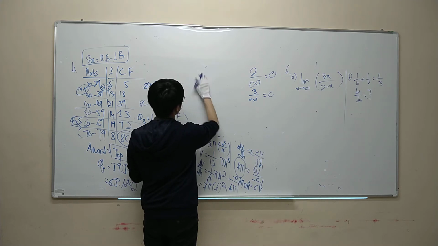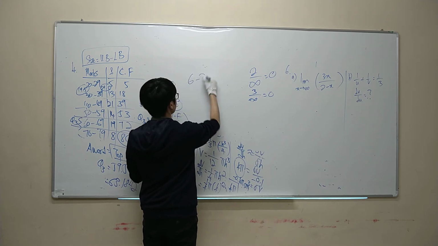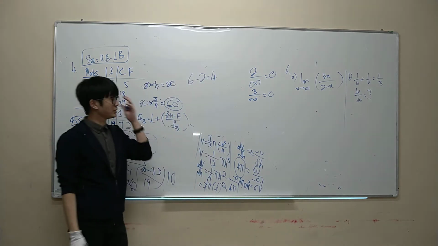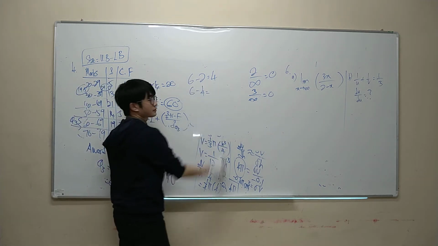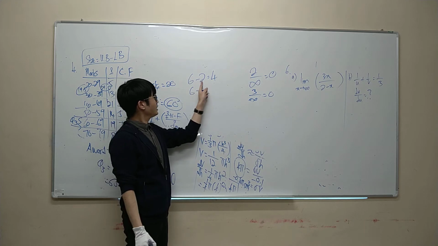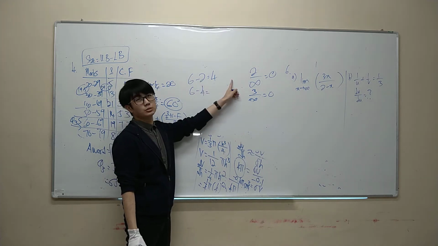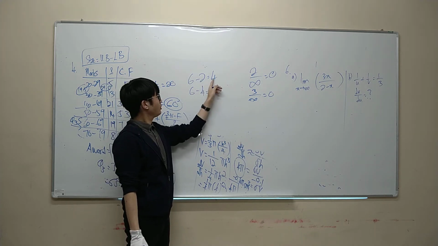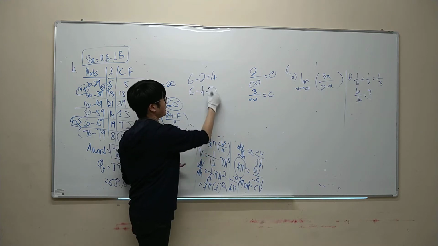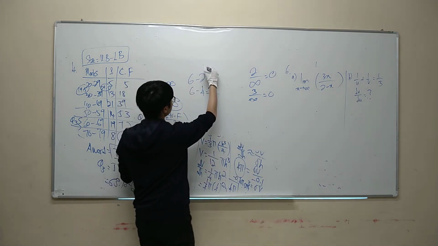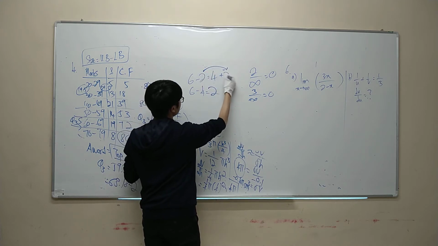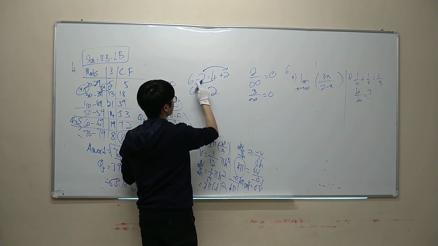6 minus 2 equals 4, right? So what is 6 minus 4? The negative 2, when I move it, becomes plus 2. So if 6 minus 2 is 4, then 6 minus 4 is 2. Why? Because I can move the negative 2 and it becomes plus 2 here, and the 4 I can move here, and it becomes minus 4 here.